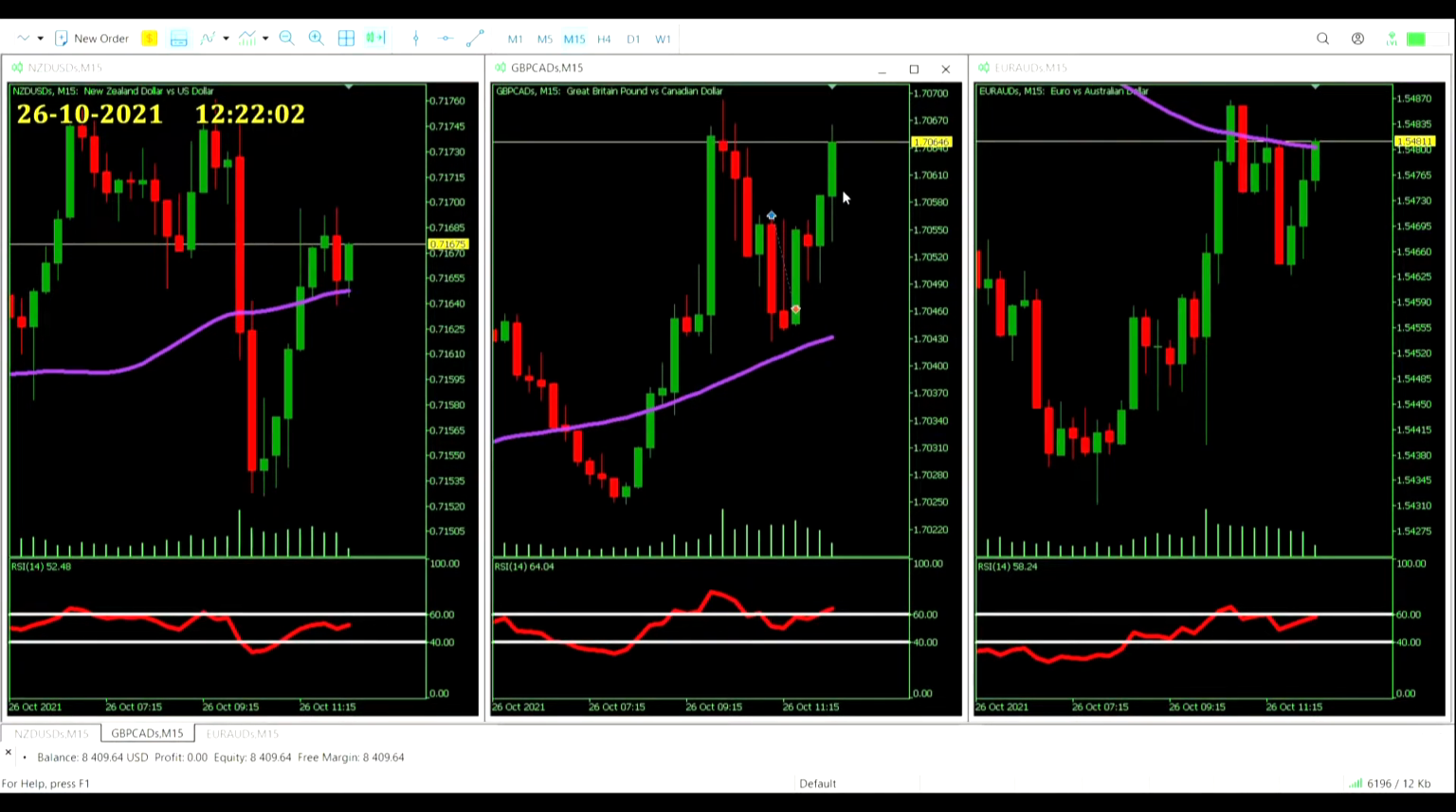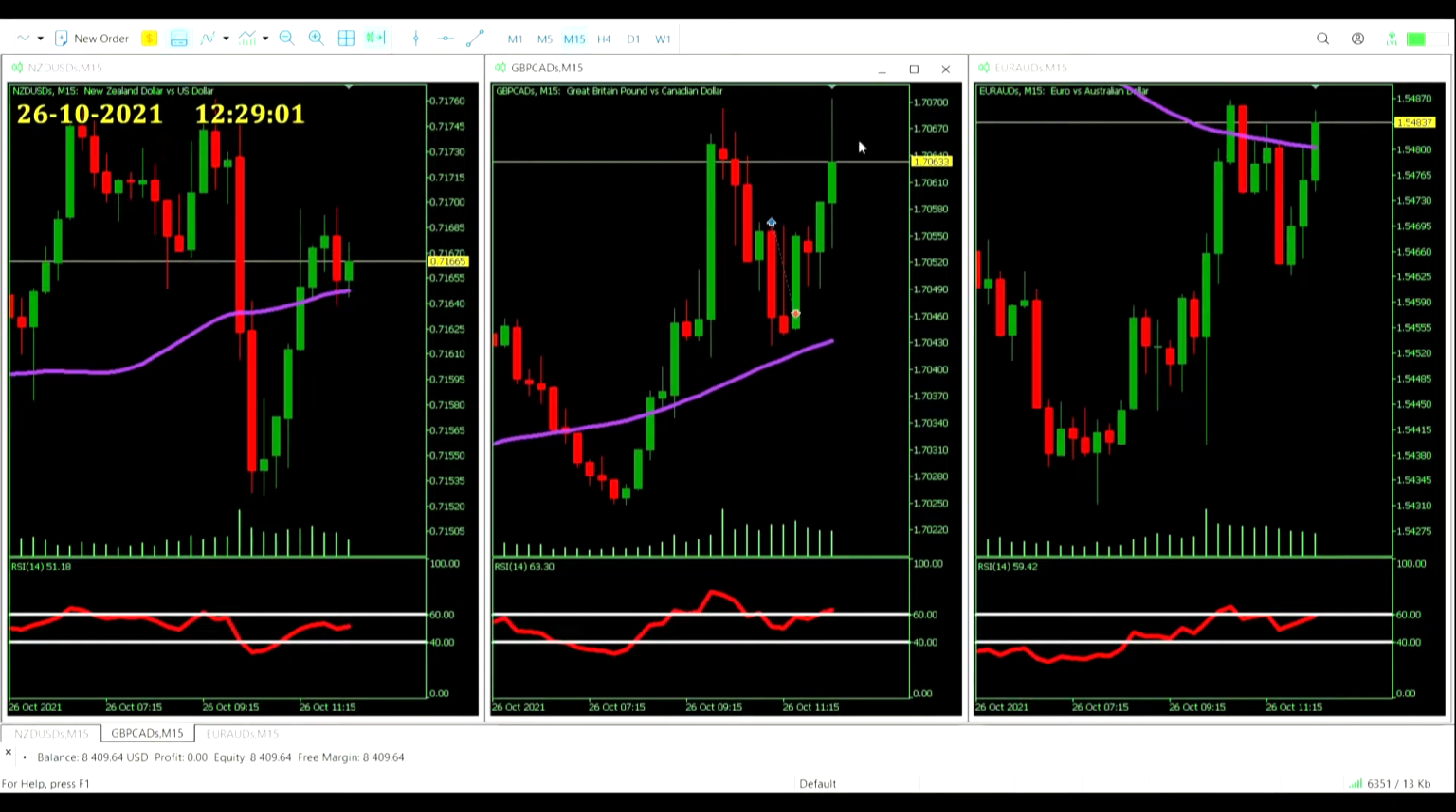And the RSI storming above 60 on the Great British Pound Canadian dollar. We can see it currently at 64 and we have got 8 minutes left until the close of the candle, so about halfway through. Hopefully we get a bit of a pullback. Would rather get in if it's just over 60, around about 61. Don't want it pushing into new highs. It's already on a bit of a strong run these last few candles.